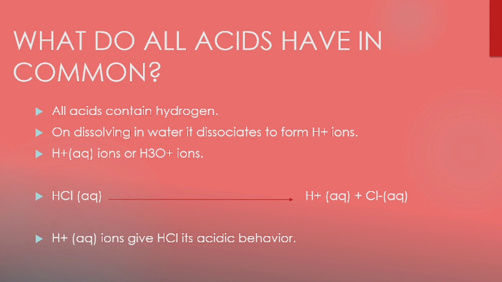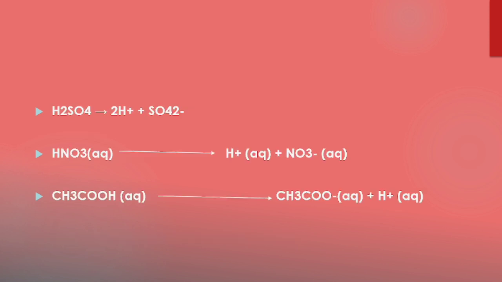Look at this equation given here, hydrochloric acid. Within bracket is written aqueous because only in water they dissociate. What do we get? H plus cations and chloride anions. So they dissociate completely. And because of this H plus aqueous ions, this hydrochloric acid is showing the property of acid. Let us see a few more examples.